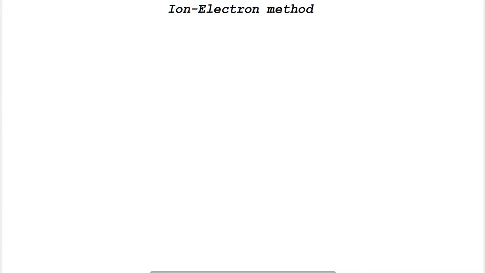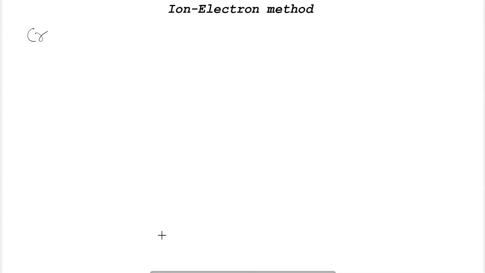Welcome students. Let's continue with the next part of our chapter, that is the balancing of chemical equation by using the ion electron method. So in the previous class I have told you about the oxidation number method for balancing the chemical equation. Now the second method is the ion electron method. So considering an example, we will study how to use this method.